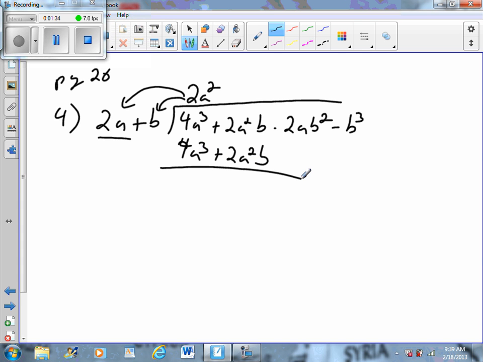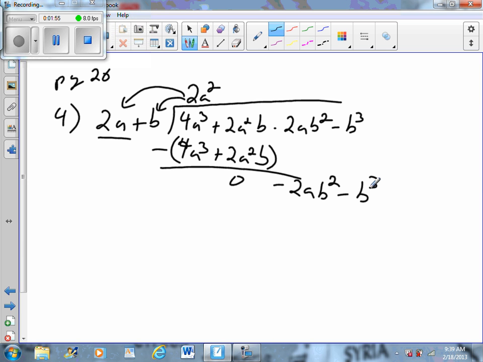Now, this is long division. So what do we do here? Don't stop with this and combine your terms. You have to subtract. They all do cancel, right? So what I'm going to do now, bring down the next two terms of my dividend, minus 2ab to the second, minus b to the third, right?